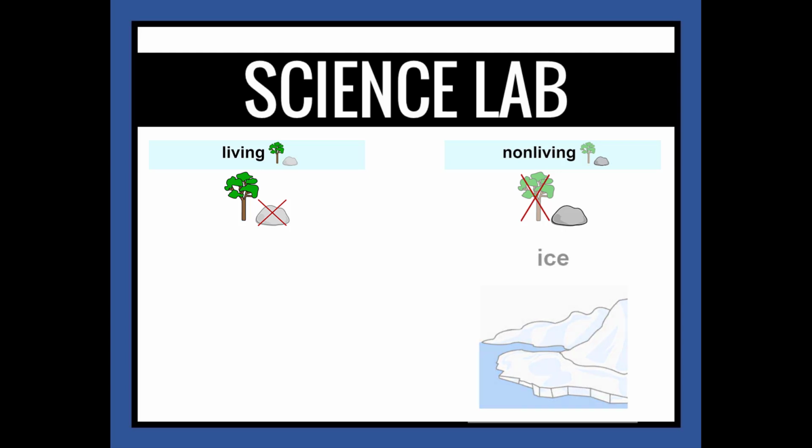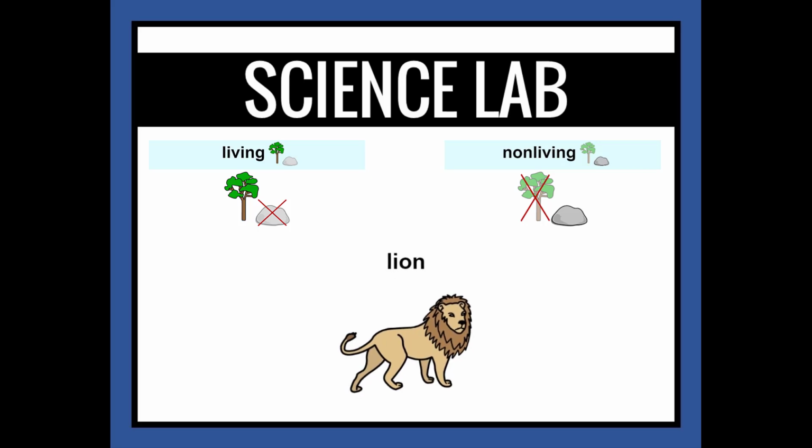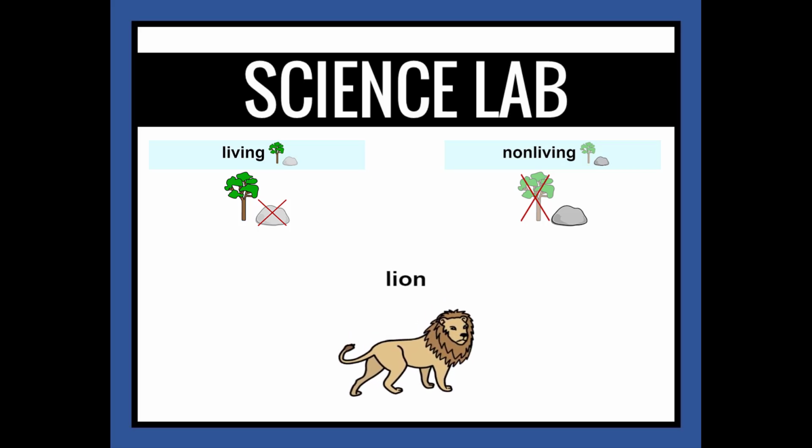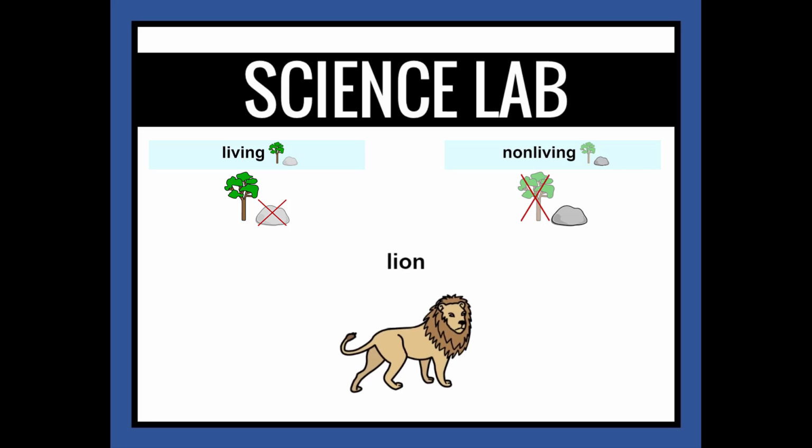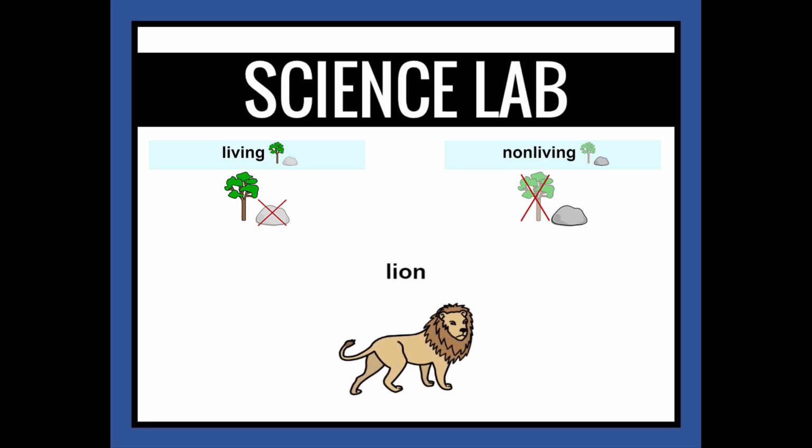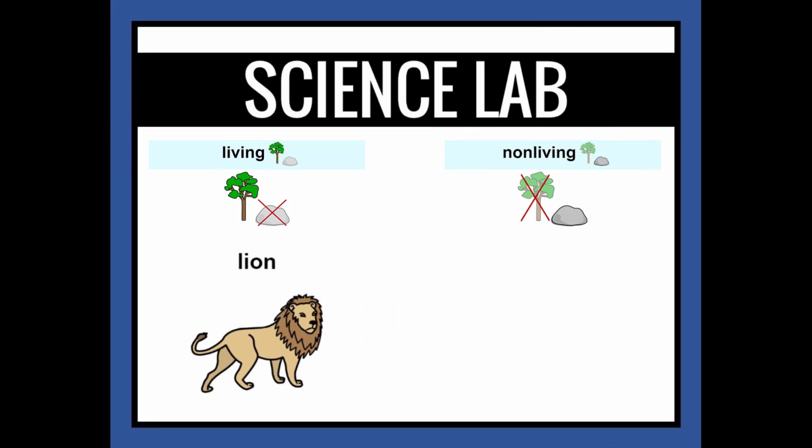Our next item is a lion. Is a lion a living thing or a non-living thing? A lion is a living thing. It breathes in oxygen and breathes out carbon dioxide. It eats meat. It grows. It moves. And it can reproduce.